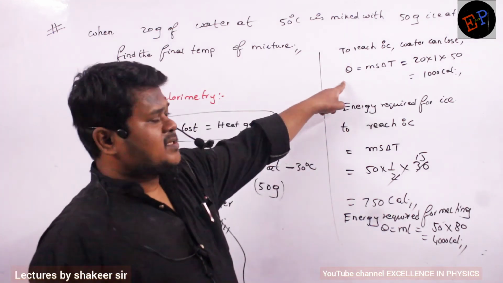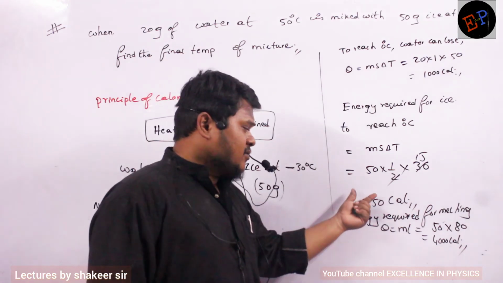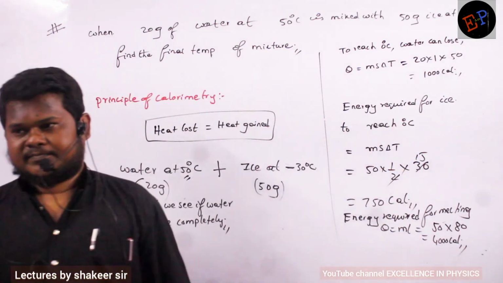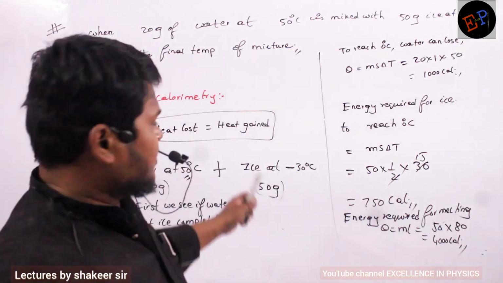But water can supply how much energy? Only 1000. But ice requires how much energy? It requires 750 plus 4000. Then ice can melt completely. Are you able to understand?